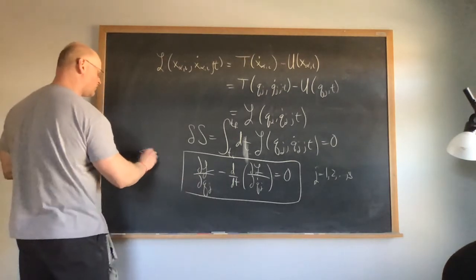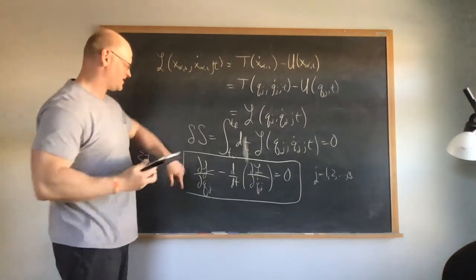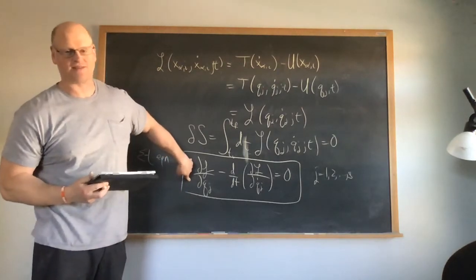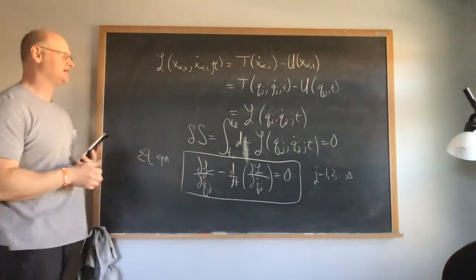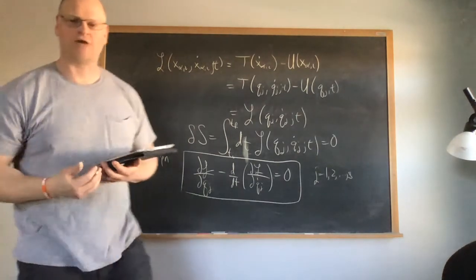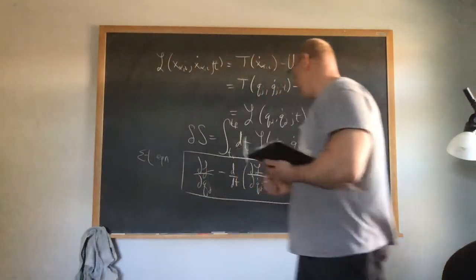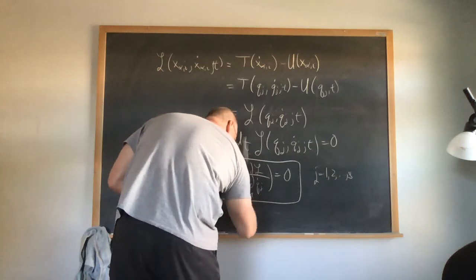Okay, so this is our Euler-Lagrange equation that has exactly the same structure. Now we're just going to take the partial derivatives with respect to each one of these independent, now generalized, coordinates, instead of their Cartesian counterparts. This thing, again, is what's known as the generalized momentum.